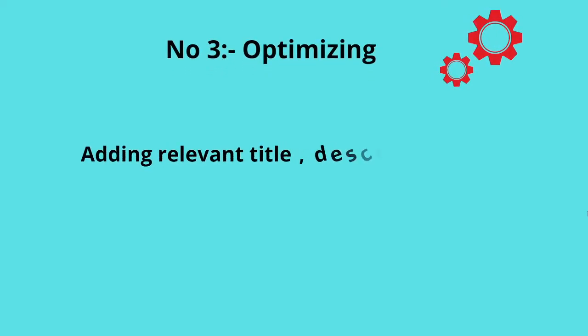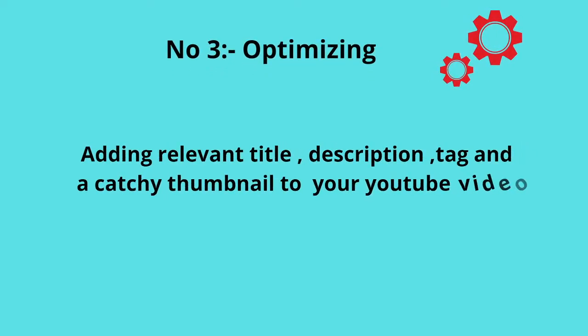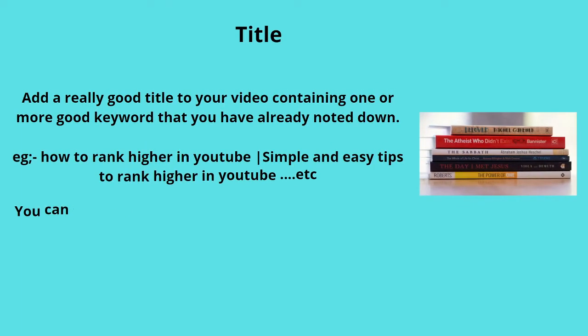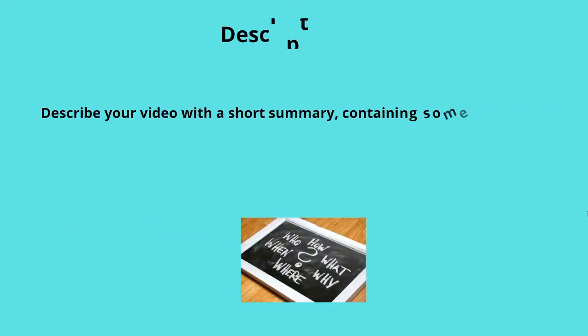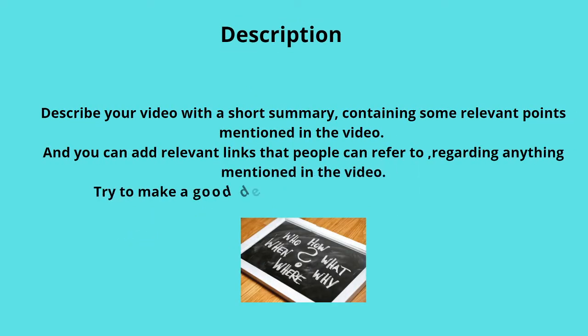Step 3 optimizing. This step consists of adding titles, description, tags and a catchy thumbnail to your video. A title should contain one or more suitable keywords and contain up to 100 characters. Description. It is ideal to add a short description to your video with 100 plus words containing some keywords along with any links etc. for references.